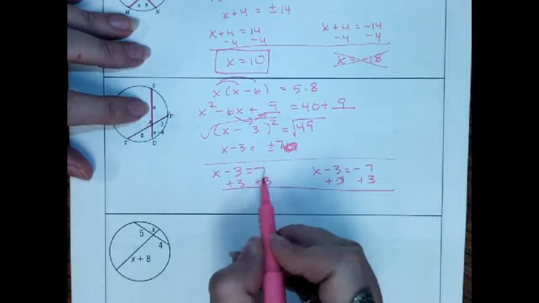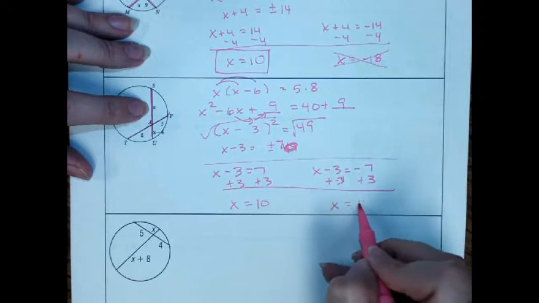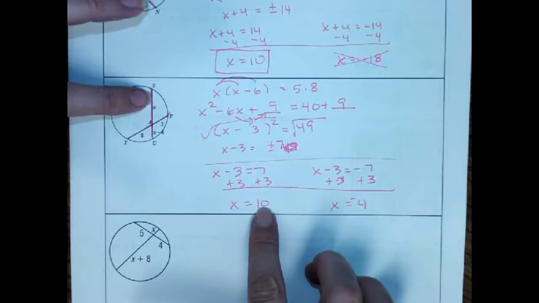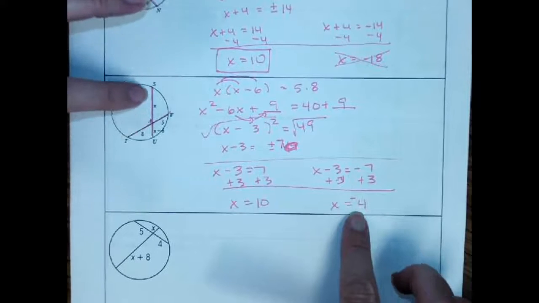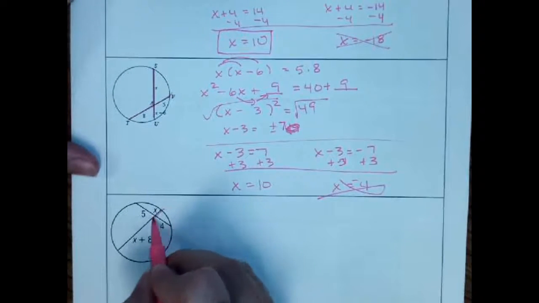So here we get x equals 10. And here we get x equals negative 4. Check if your answers make sense. This one would be okay, because that would give me 10 and 4. But if I plug this one in, that doesn't make any sense to have a negative number, so cross that out. And finally, one last one, just to make sure we got it.